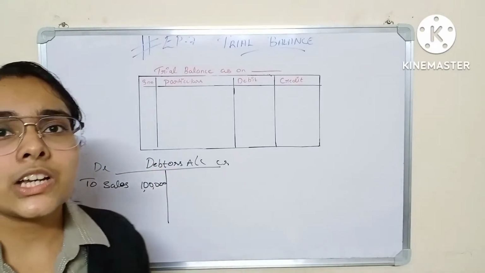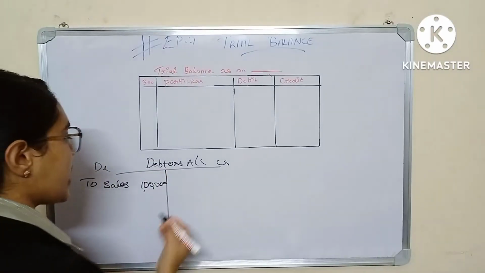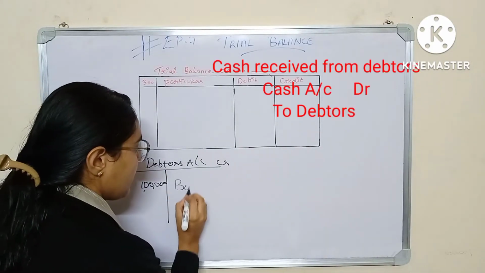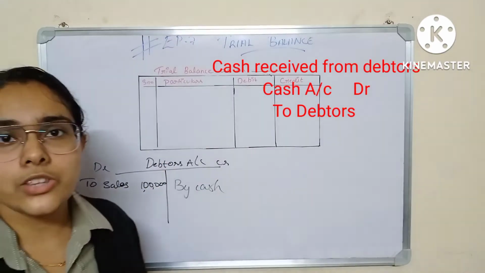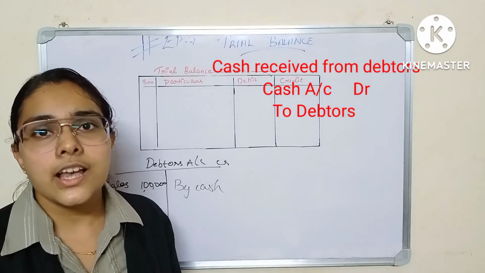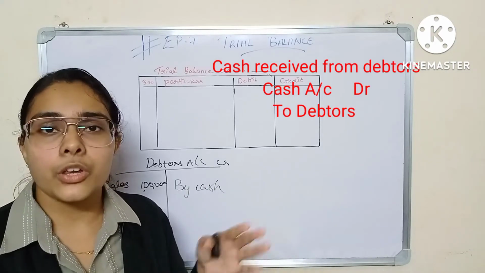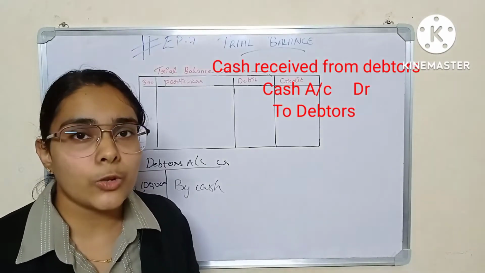Alright, so debtors will be credited. So you go to the credit side and you will write by cash account. Concentrate on the entry: cash account debtor to debtors. Cash is coming in, so you debit it, and debtors, they are the givers, or you can say debtors are decreasing. When an asset is decreasing, what will you do?